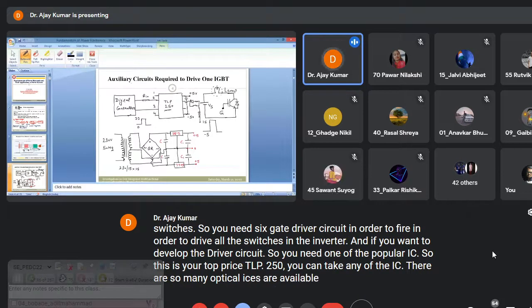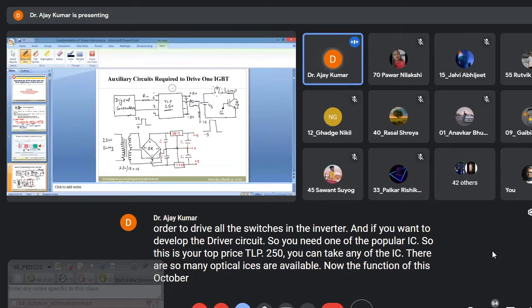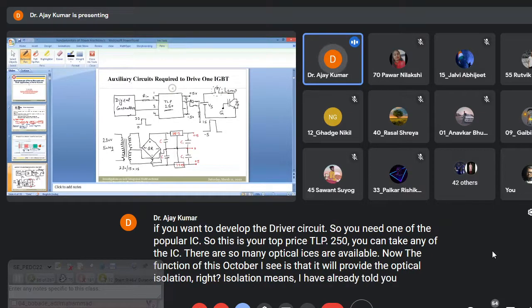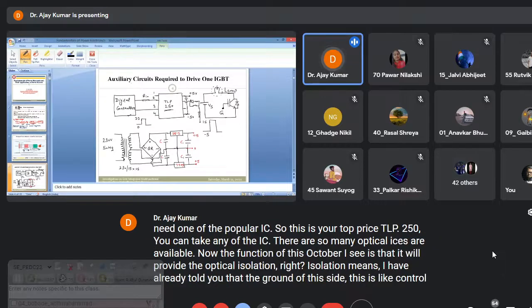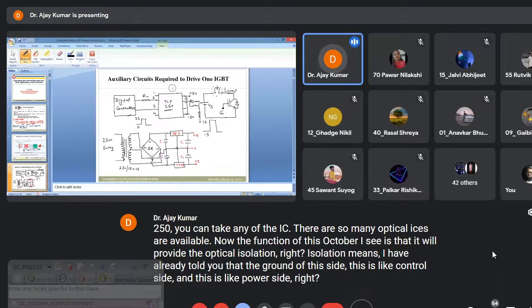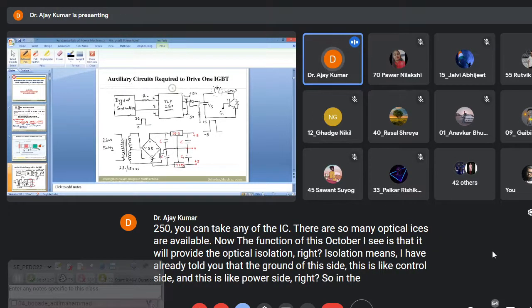Now the function of this optocoupler IC is that it will provide the optical isolation, right? Isolation means, I have already told you, that the ground of this side, this is the control side, and this is the power side, right? So in the power side you will find that the ground is different.